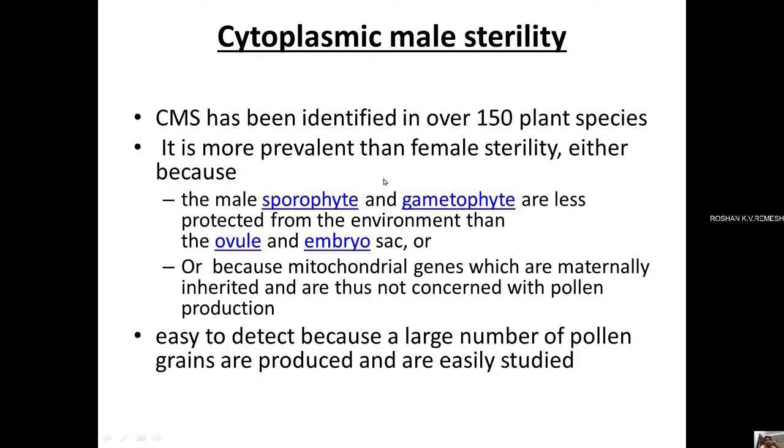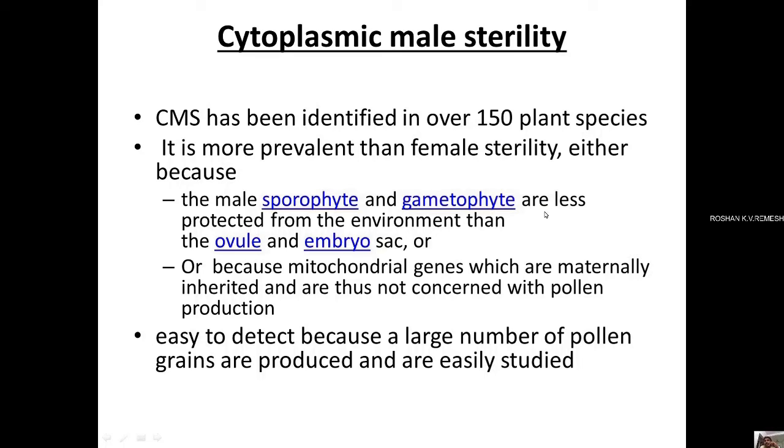In the case of higher plants, we can observe female sterility and male sterility. Male sterility is more prevalent than female sterility. You know why? There are reasons. Because the male sporophyte and gametophyte, simply pollens, are less protected in the environment than the ovule or embryo sac. You all know well that the pollens are less protected in the environment.